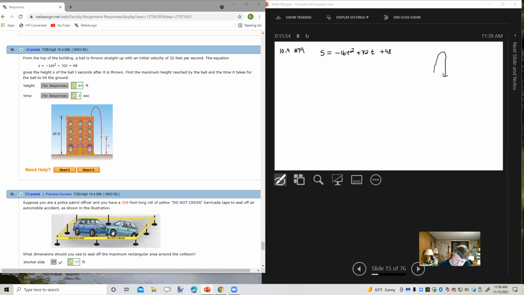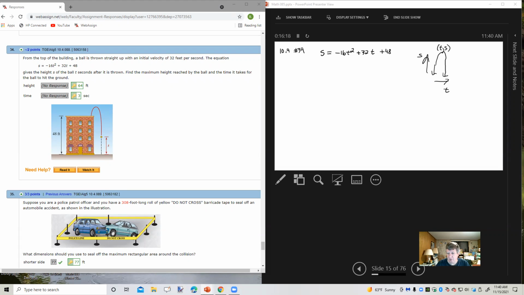Okay, where this variable is time and this variable is the height above the ground. It says find the maximum height and the time it takes for the ball to hit the ground. Well, the maximum height would be the S value of the vertex.